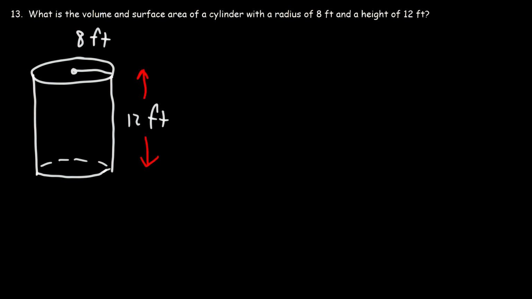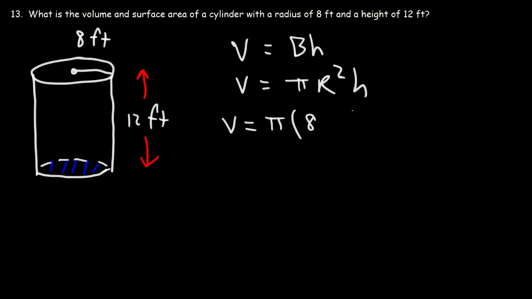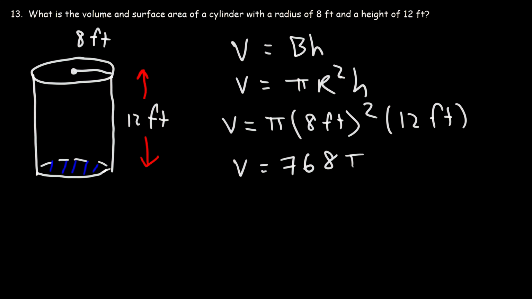So let's begin with the volume. What is the volume of a cylinder? The volume is going to be the area of the base times the height. Or we can put B times H. Notice that the base is basically the area of a circle. The area of a circle is pi r squared. So the volume of a cylinder is pi r squared times the height. So we have the radius, which is 8 feet, and the height is 12 feet. 8 squared is 64. 64 times 12 is 768. So it's 768 pi.